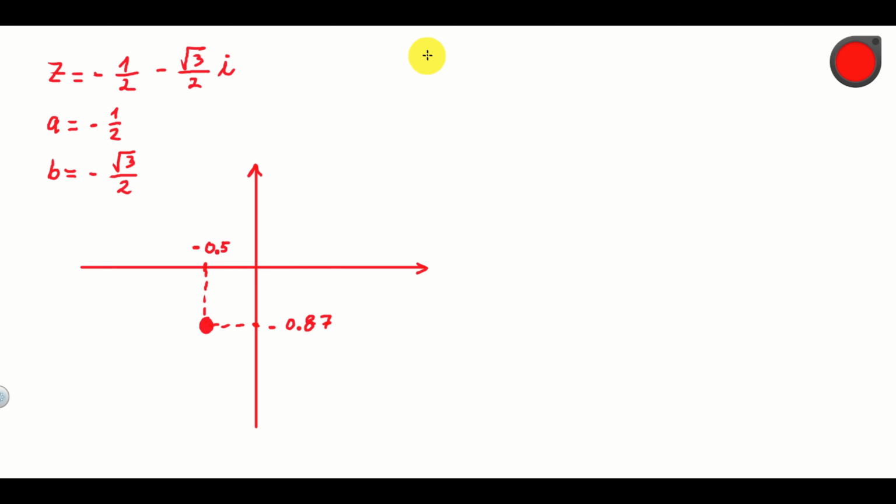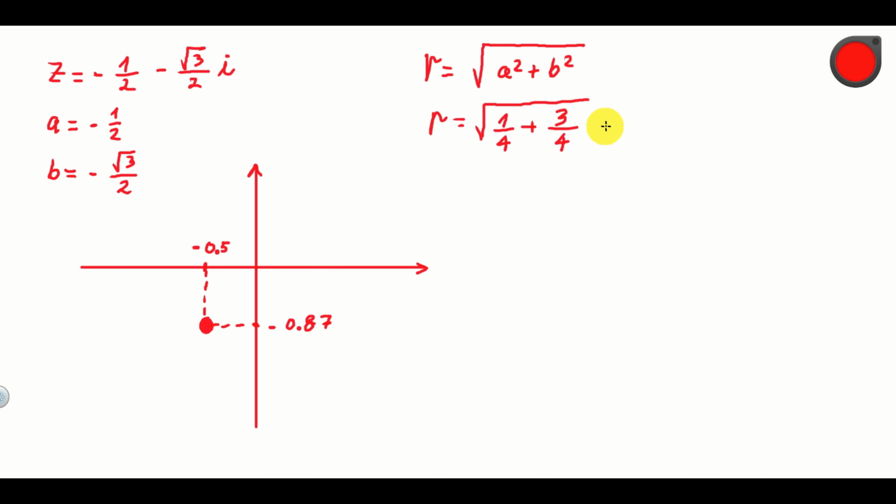Let's now compute r. r is the square root of a squared plus b squared. Consequently, r is a square root of, let's see what we have. We have 1 over 4 plus 3 over 4. Over here, I'm immediately substituting the values, and we have 1.